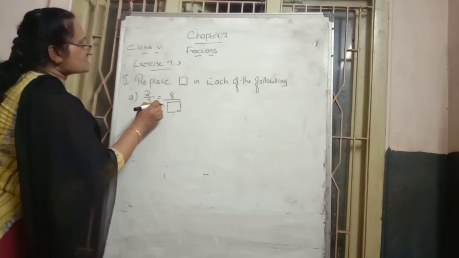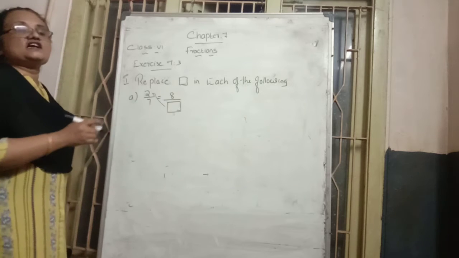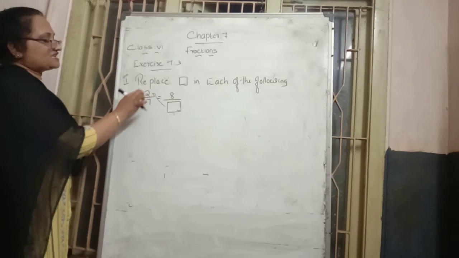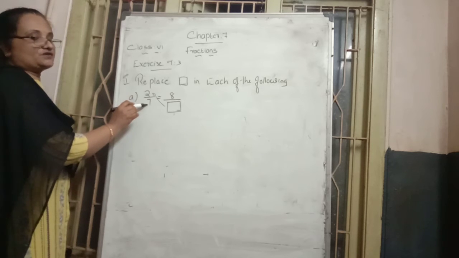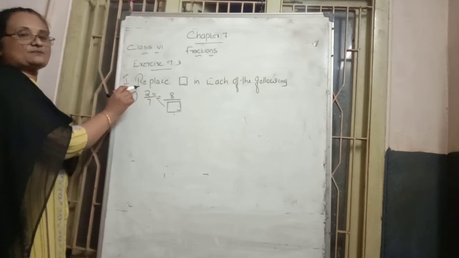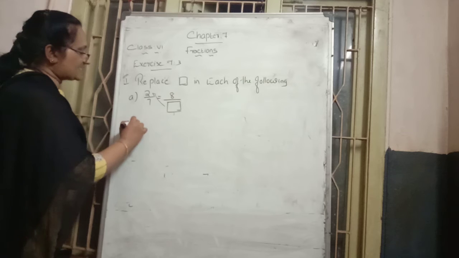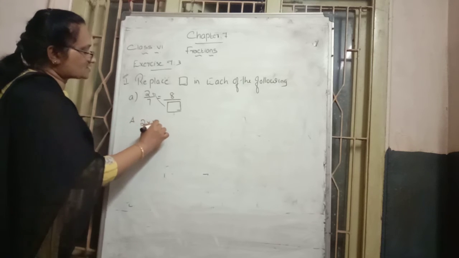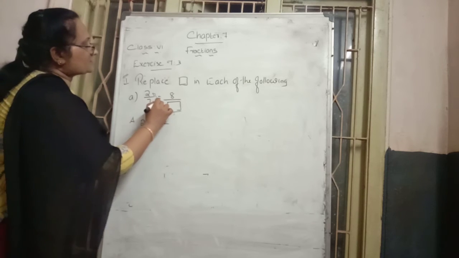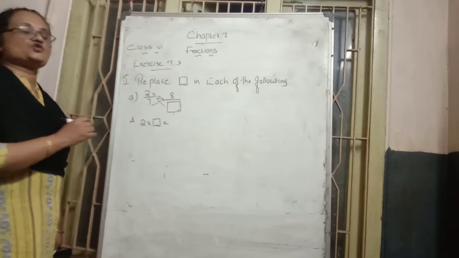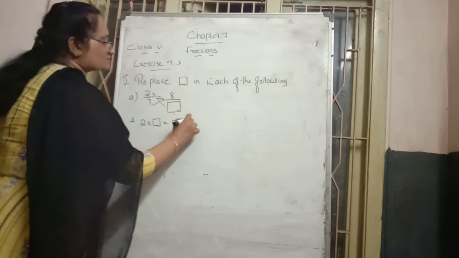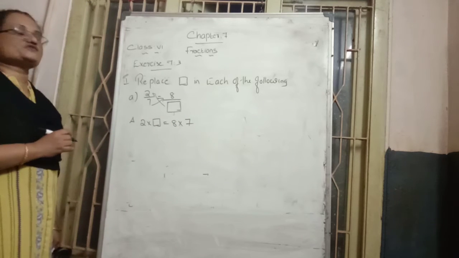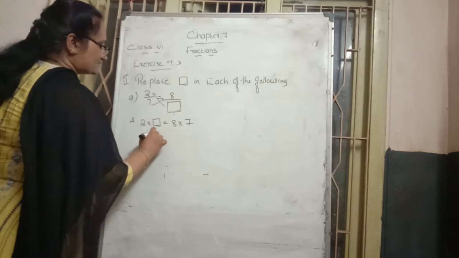The box is cross multiplied with the left side numerator. The left side numerator is which number? 2, and the denominator is 7. So the box is cross multiplied with the numerator 2. So we can write it as 2 into box is equal to 7 cross multiplied with the right side numerator. The numerator is 8, and 7 is cross multiplied with 8. So 8 into 7. Then keep the box on the left side only.